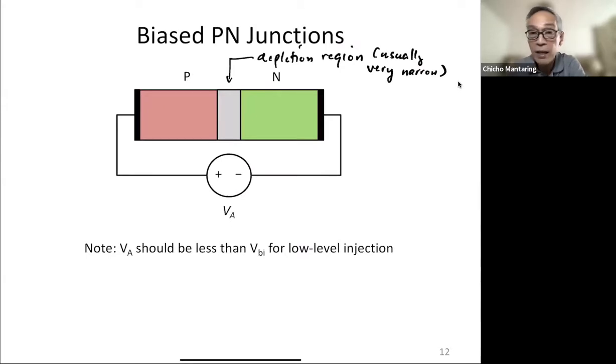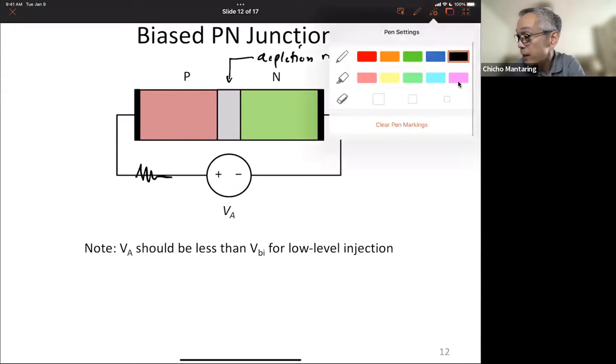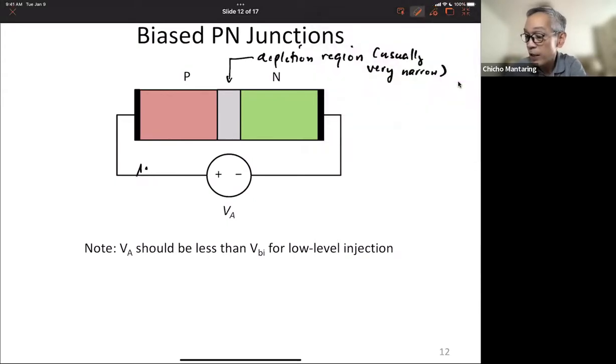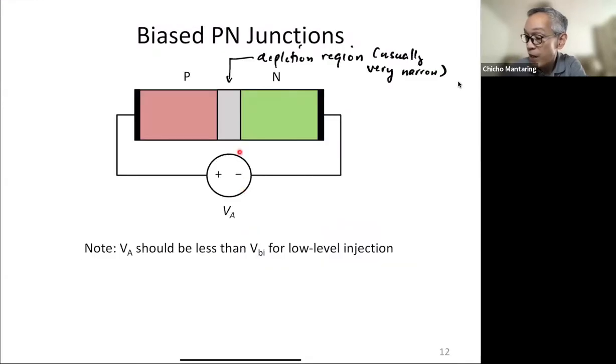Actually, if you have a PN junction, you never usually apply a voltage directly across it without a resistor. So the usual case is you have a resistor here, no? But so as not to complicate things at this point in time, we'll just assume that this value of VA is less than the built-in potential.